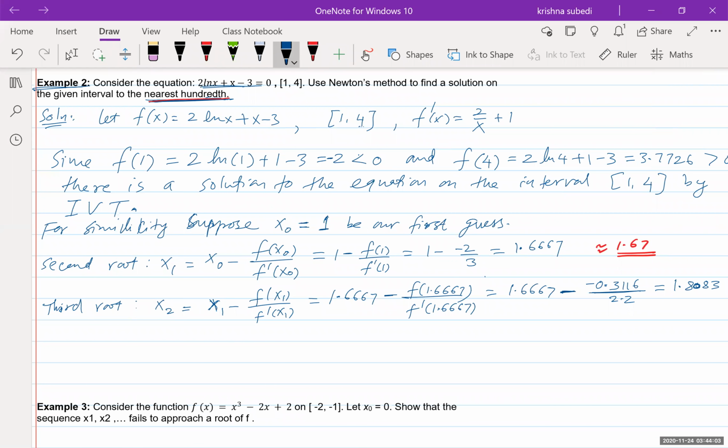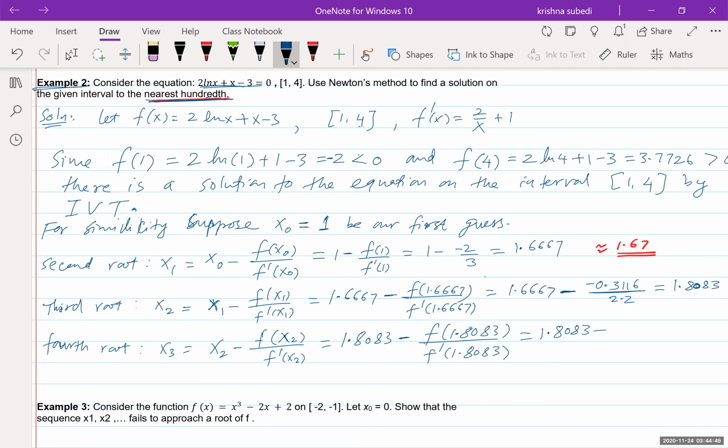So let us calculate the fourth root as well. The fourth root, which is x3, the formula is x2 minus f of x2 over f prime of x2, where x2 is 1.8083. So that is 1.8083 minus f of 1.8083 over f prime of 1.8083.